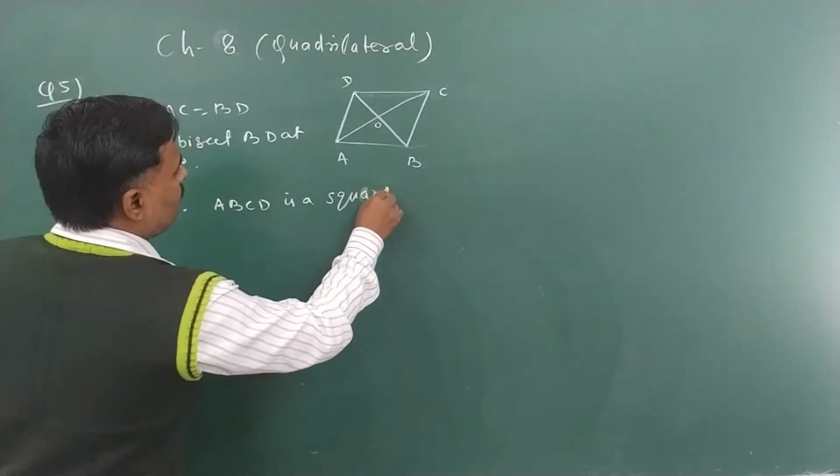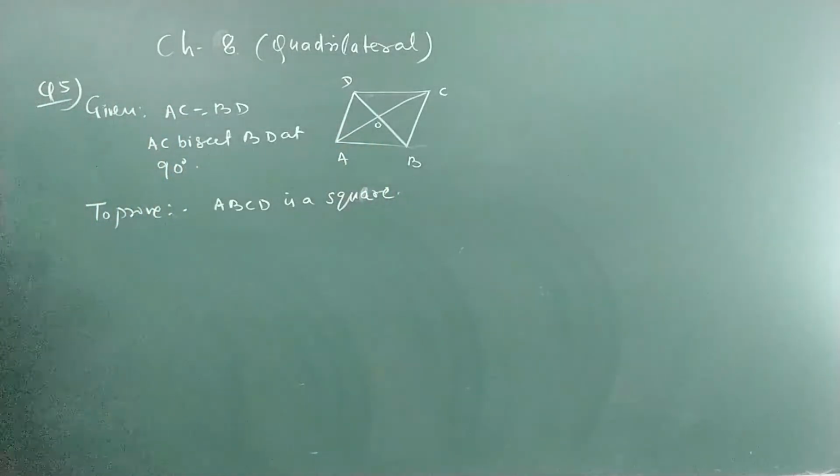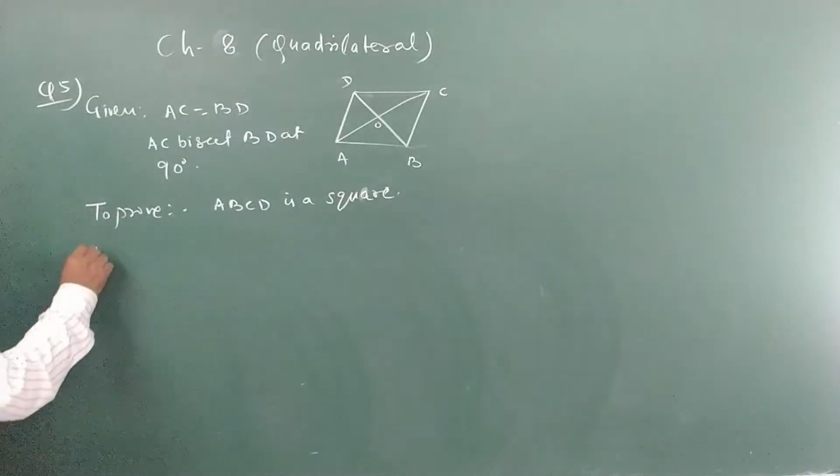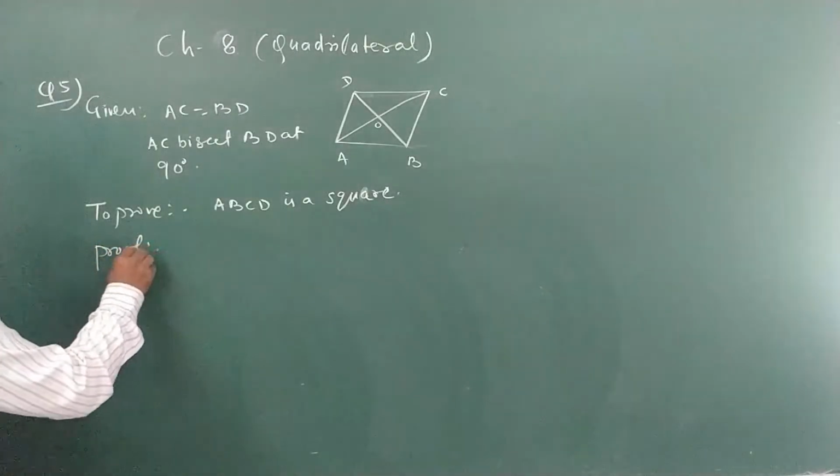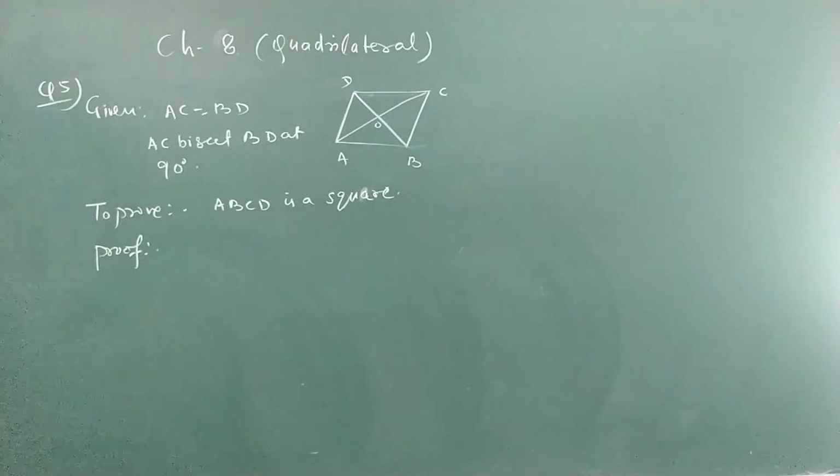ABCD is a square. How will you prove it? Now prove. First, ABCD is a quadrilateral, so first we need to prove it's a parallelogram. The diagonals are equal and they are bisecting each other at 90 degrees.